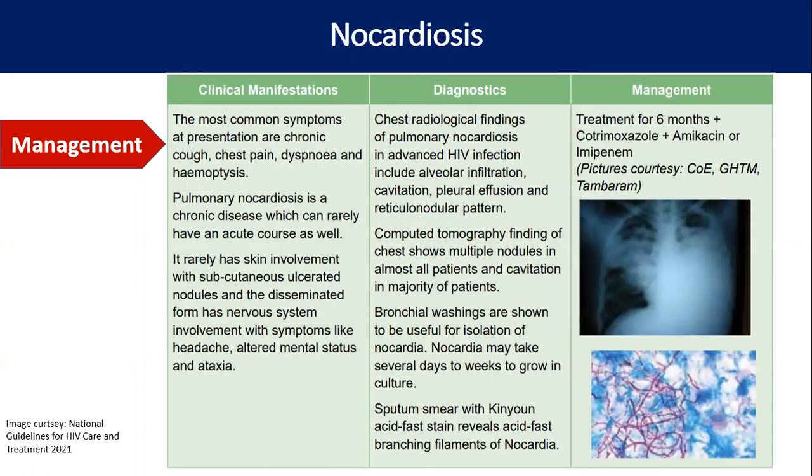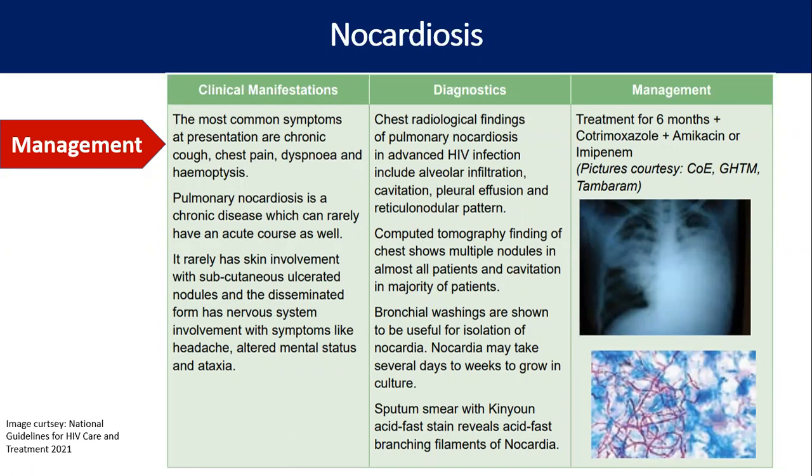Nocardiosis. Clinical manifestation: the most common symptoms at presentation are chronic cough, chest pain, dyspnea, and hemoptysis. Pulmonary nocardiosis is a chronic disease which can rarely have an acute course as well. It rarely has skin involvement with subcutaneous ulcerated nodules, and the disseminated form has nervous system involvement with symptoms like headache, altered mental status, and ataxia.